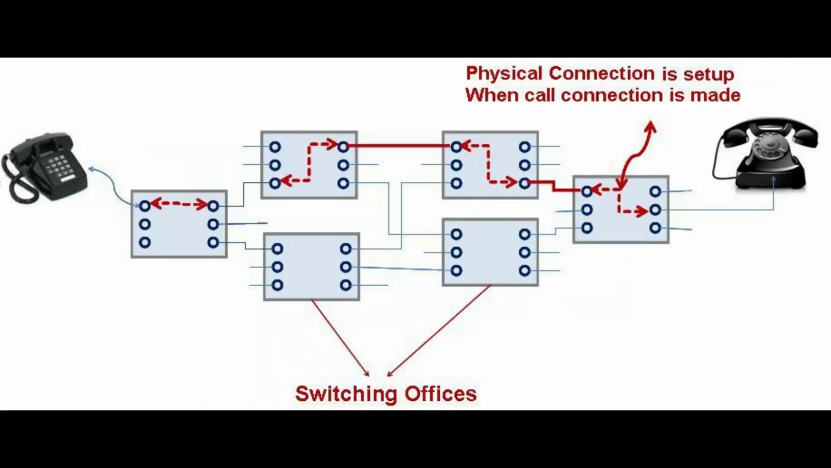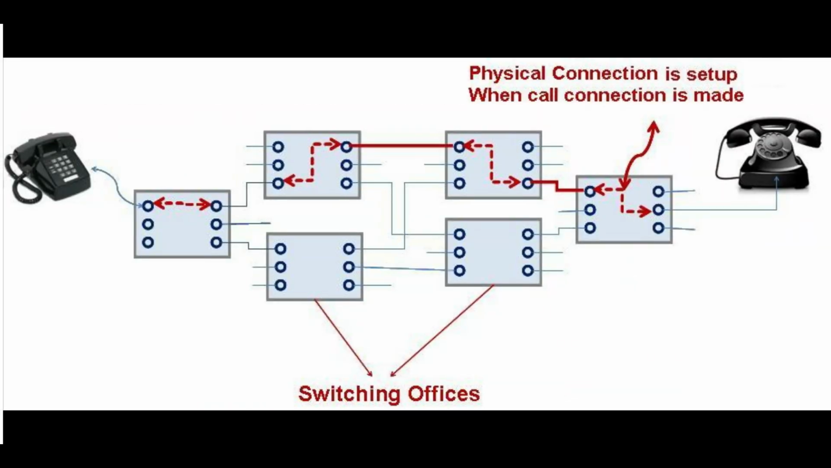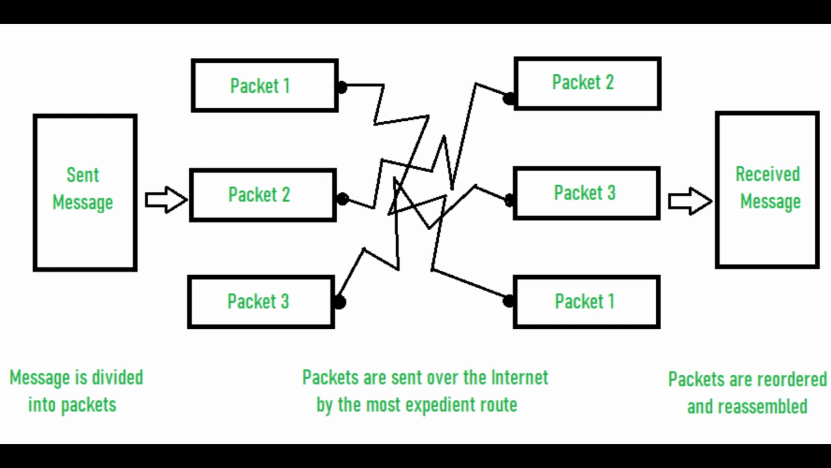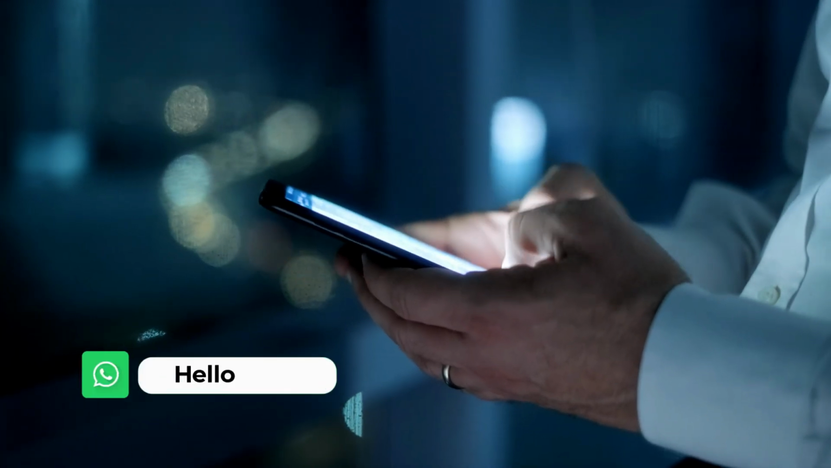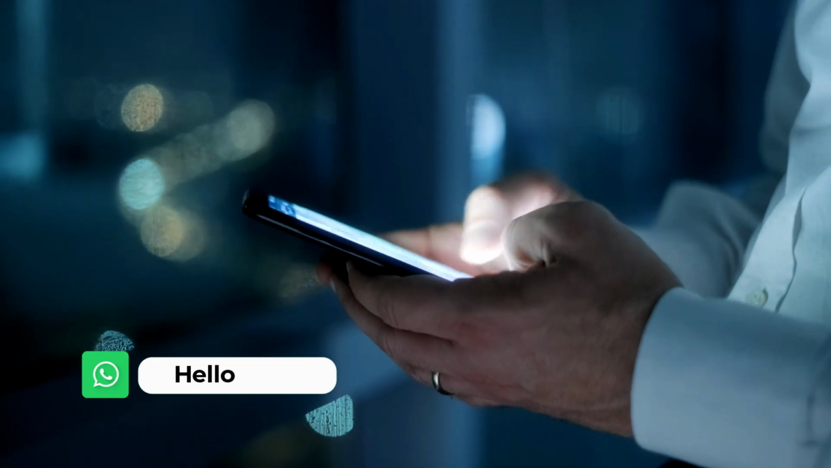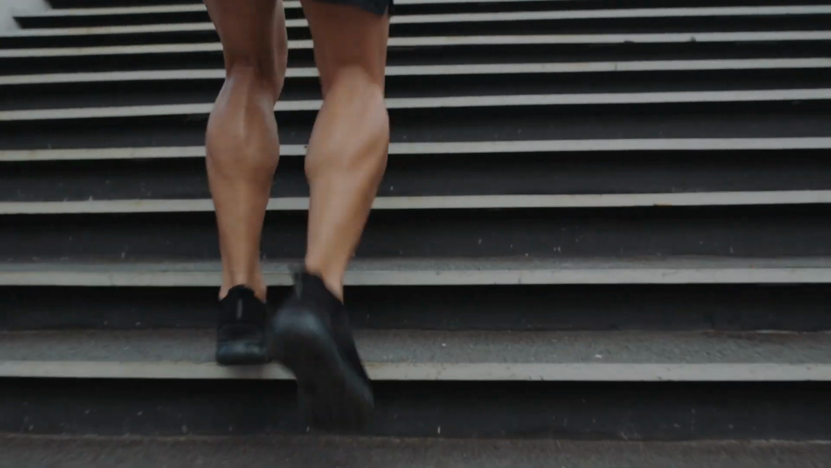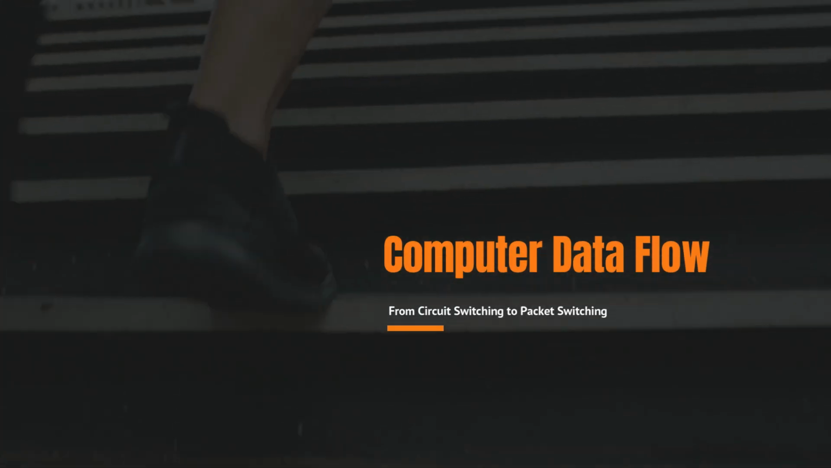We'll start from the days of circuit switching and move into the modern era of packet switching. Ever wondered how your WhatsApp message saying "hello" reaches your friend? Well, stick around, and we'll break it down step by step.